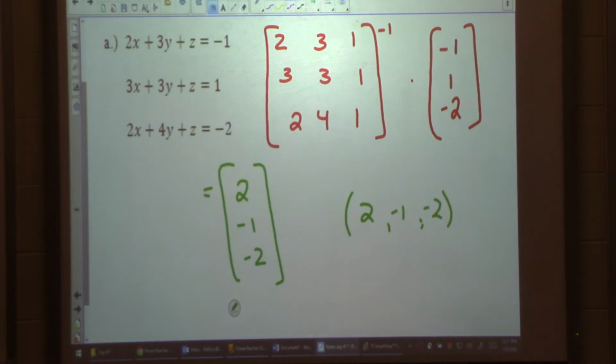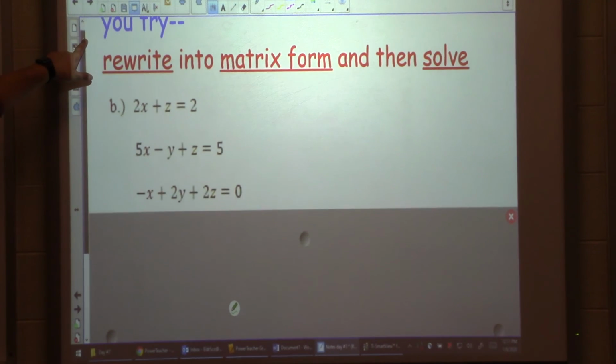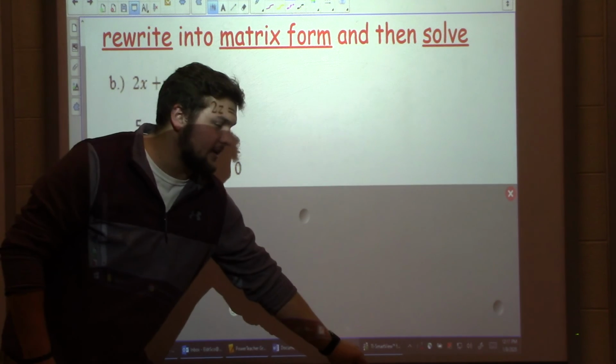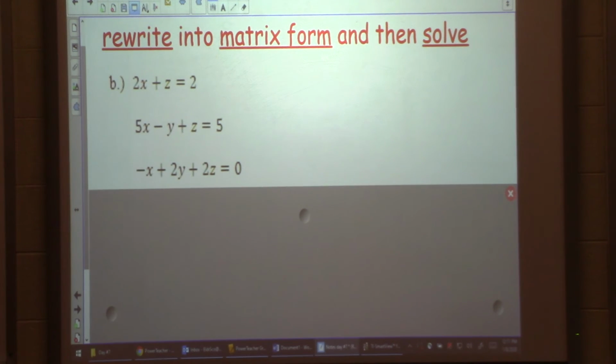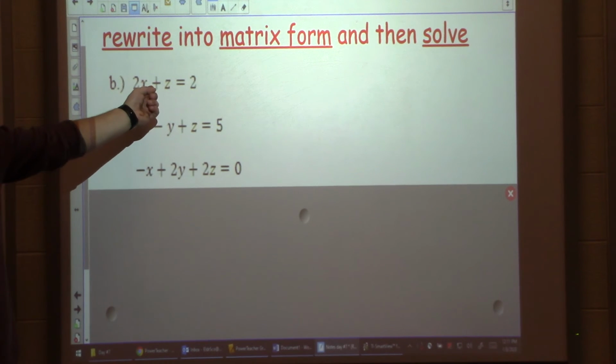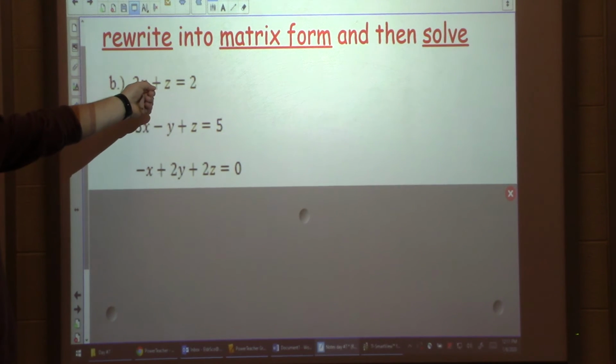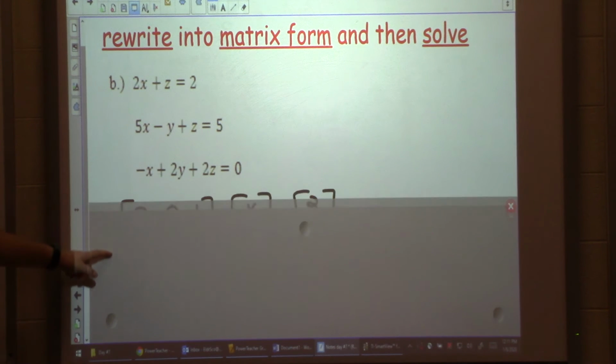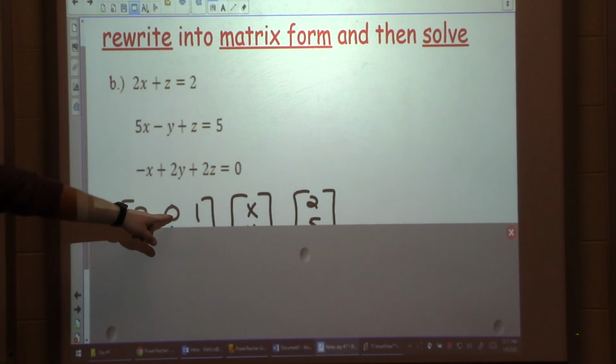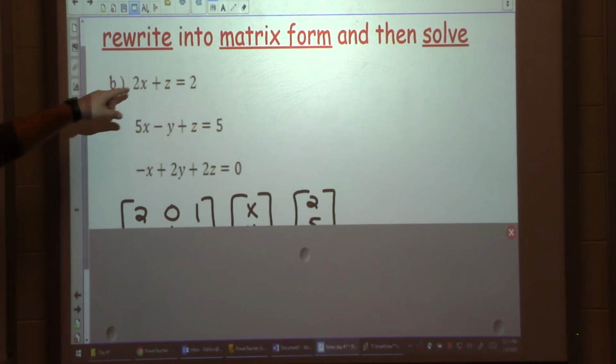Good one, AJ. All right, guys, any questions? No. Sweet, go ahead and try this next one if you have not already. So rewrite it and then put it in your calculator, solve. How do you do that? There's a 0 where the y would be because there's no y. So be very careful putting that one in your matrix. There should be a 0 where your y normally goes because there's no y in there.